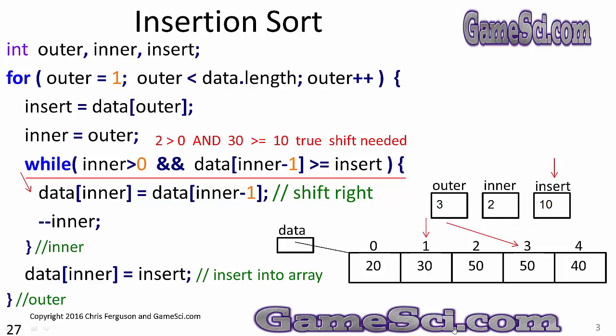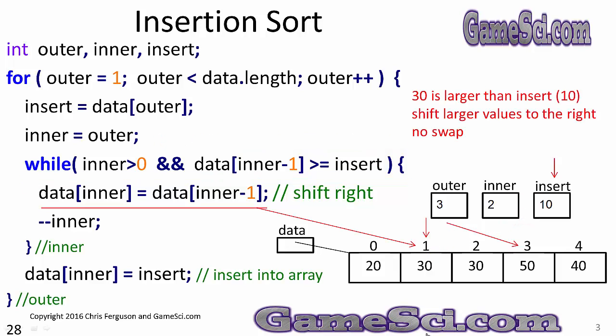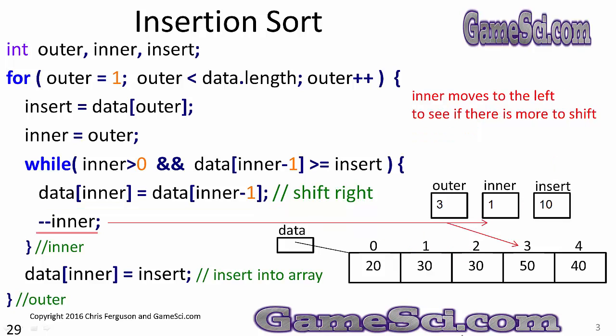30 needs to shift. Data of inner equals data of inner minus 1. That's that 30 moving over here. There's inner minus 1. It needs to move to inner. The 30 just shifted over. Wiped out that redundant 50, but that's okay. Anybody that's larger than insert has to shift over, and the 30 just shifted. Inner minus minus is inner moving down the array. Inner's moving down to this position here.